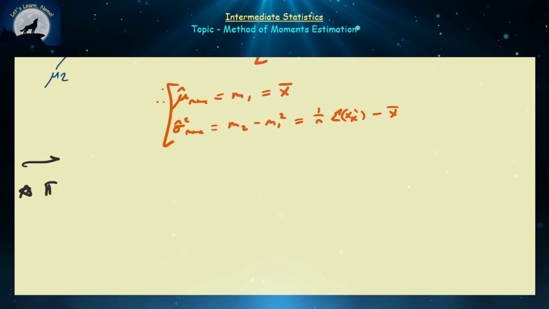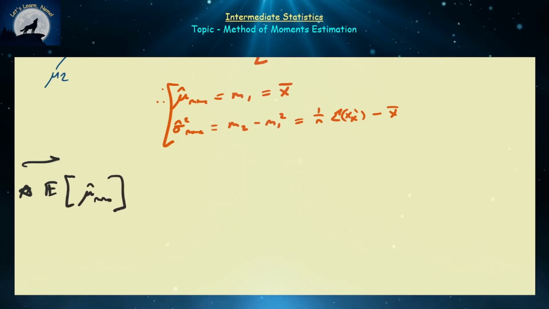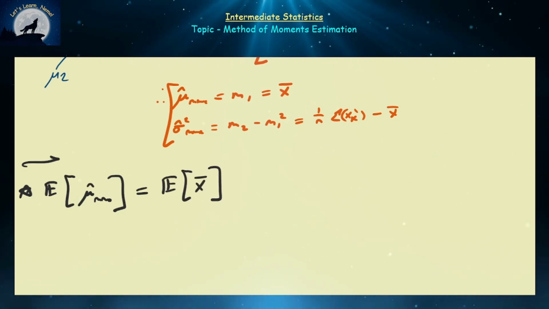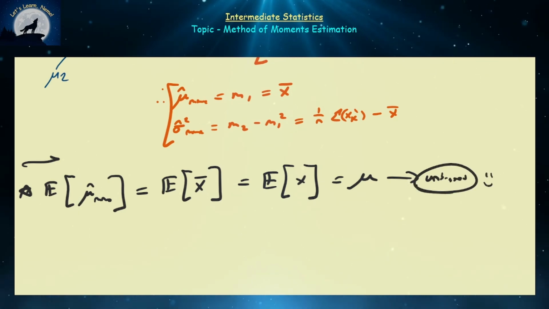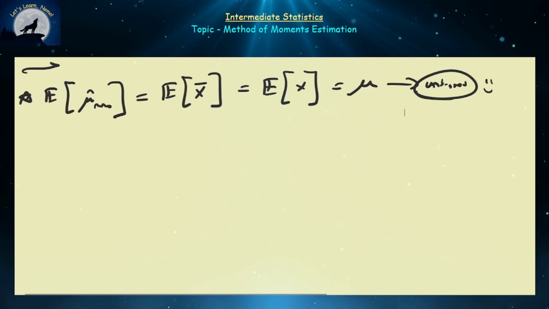So what is the expected value of mu hat MME for normal? In this case, that's going to be equal to the expected value of x bar. And you may have already proven this on your own, but the expected value of x bar will be equal to the expected value of x, and that's going to be equal to mu. All right, so therefore this is an unbiased estimator for our population mean mu, right? So that's actually a very nice property. Not the nicest, but it's definitely a nice property that we can have for MME estimates.